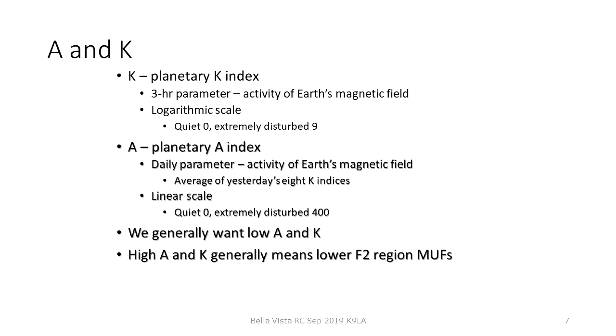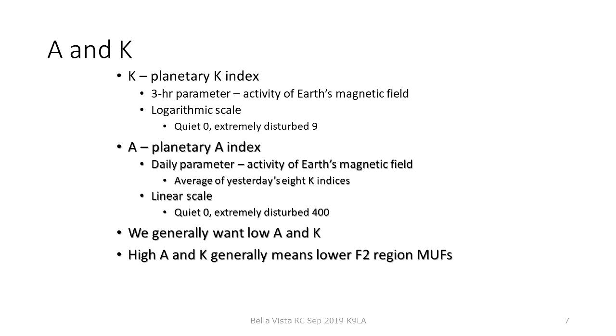Now, the A index is usually given as a planetary index also. It is a daily parameter. It's yesterday's parameter. And again, it's the activity of the Earth's magnetic field, and it's the average of yesterday's 8 K indices. It's on a linear scale. Quiet is 0 and extremely disturbed is 400. So just like the K index, you can evaluate what's going on with the Earth's magnetic field by looking at the K and the A index.